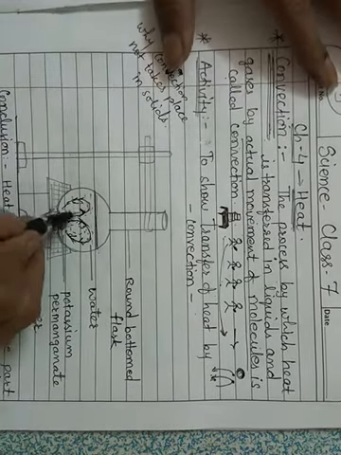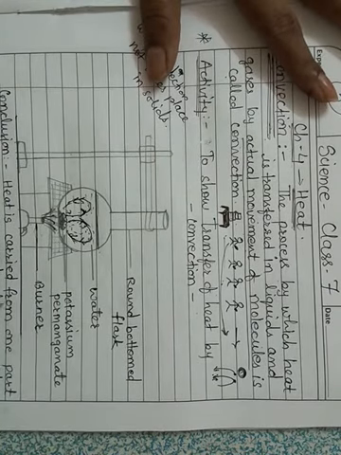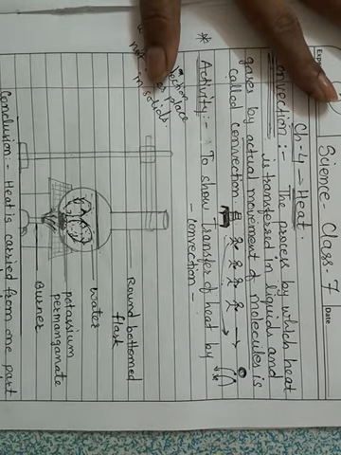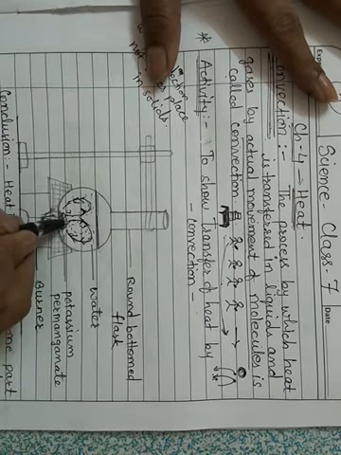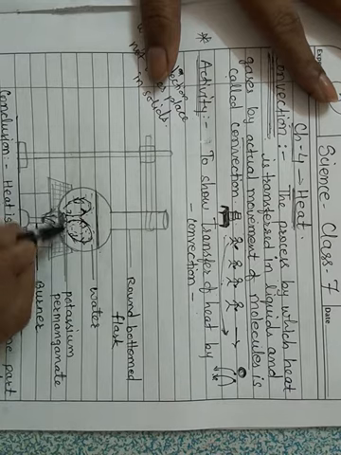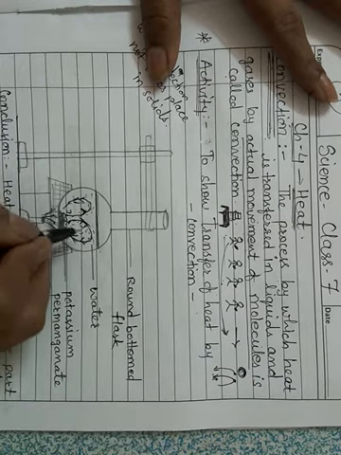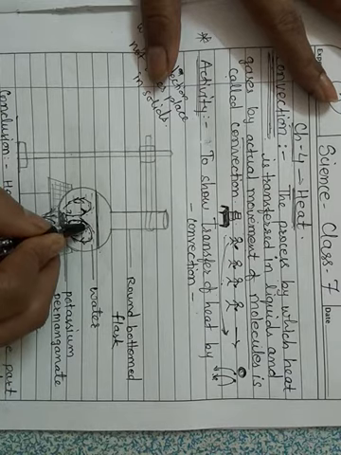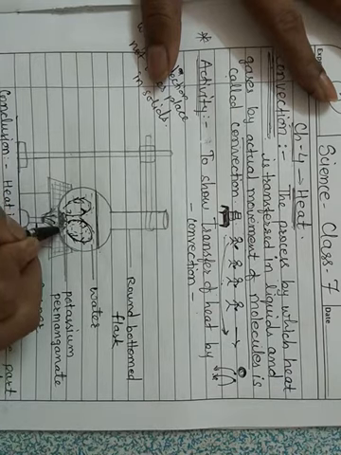Okay, so what is the conclusion? Heat is carried from one part to another part by the actual movement of the particles, that is by convection. Means the water molecules at the bottom of the flask get heated, become warm and come to the surface. Again they go down to the bottom of the flask.